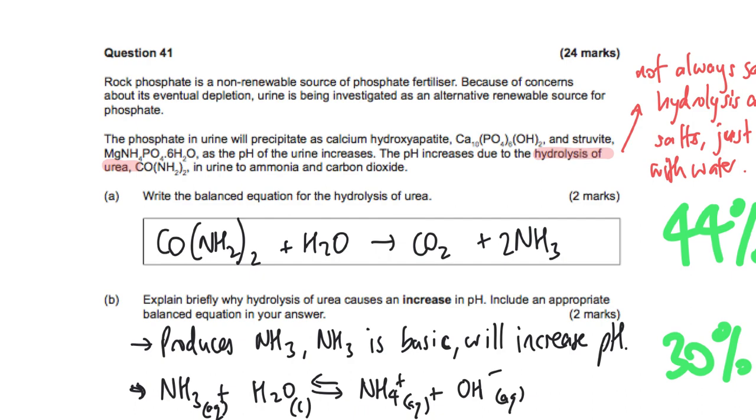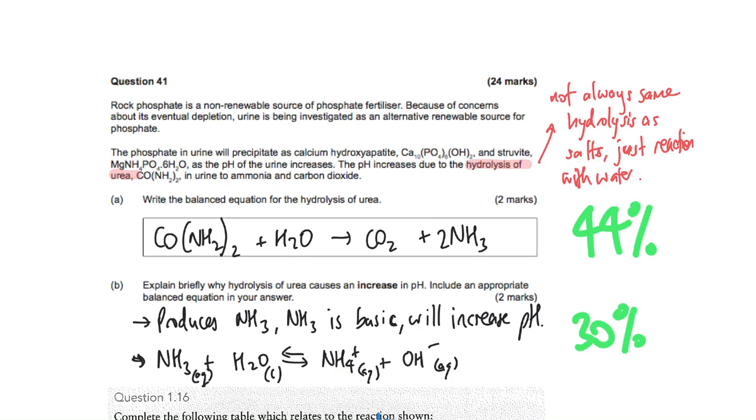Now, it's not the same hydrolysis reaction that you've been doing. This hydrolysis reaction is just a reaction with water. You just drop water in there, and then you have to balance the equation because you know it makes carbon dioxide and ammonia. The two hydrogens will go to the NH2 to make NH3s, and the oxygen will go to the carbon to make CO2. So it's a fairly straightforward balancing equation: I react water with urea to make ammonia and carbon dioxide.